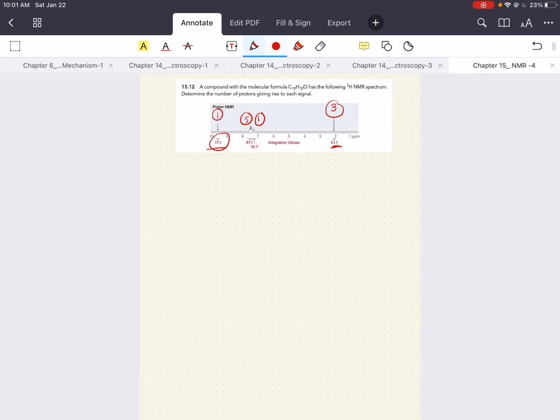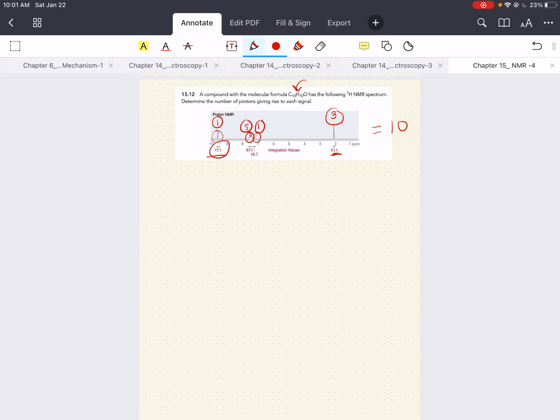So no decimal places here. And if you add them all up, they total 10 hydrogens, which is what we have in our molecular formula. So that way we know this is correct. 1 hydrogen gives off this signal, 5 hydrogens give off this exact signal, 1 hydrogen gives off this signal, and 3 hydrogens give off this exact signal right here. And so this is how we use integration to figure out how many hydrogens actually give off one particular signal in our NMR.